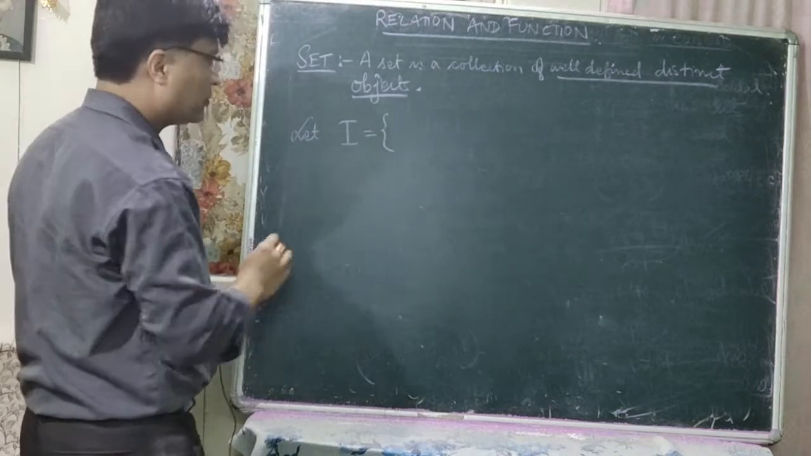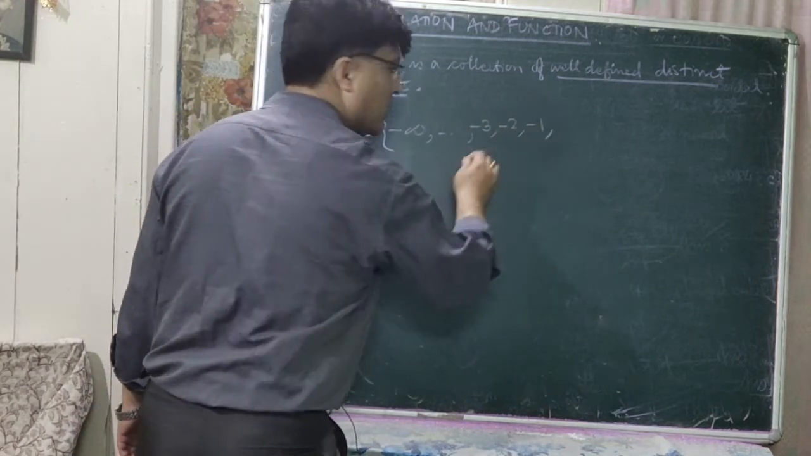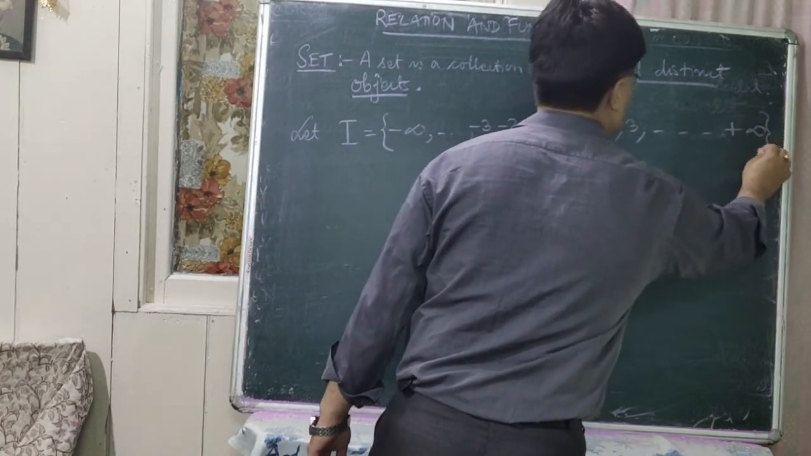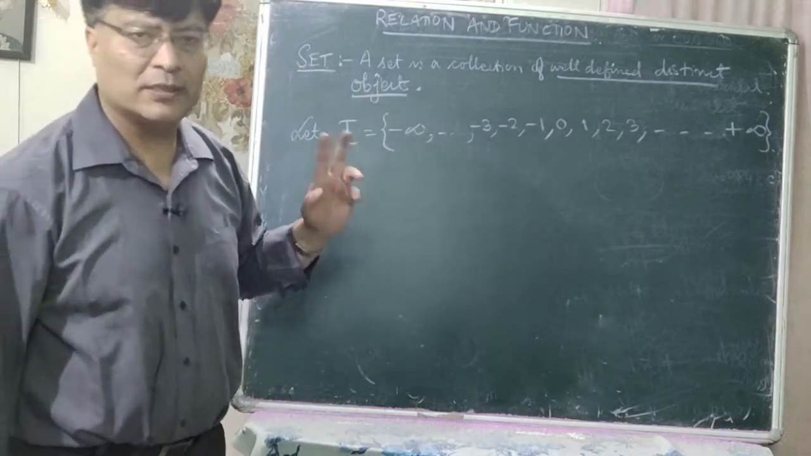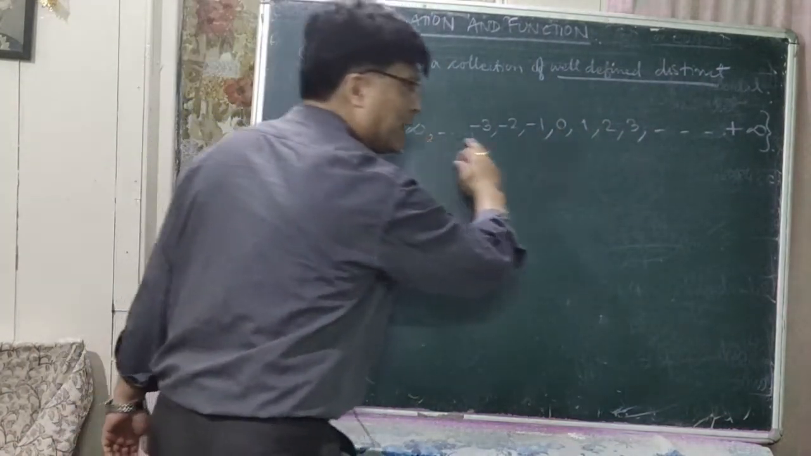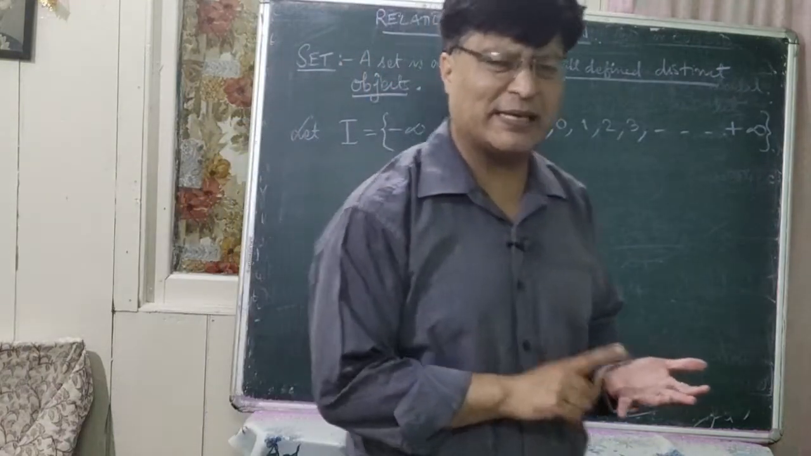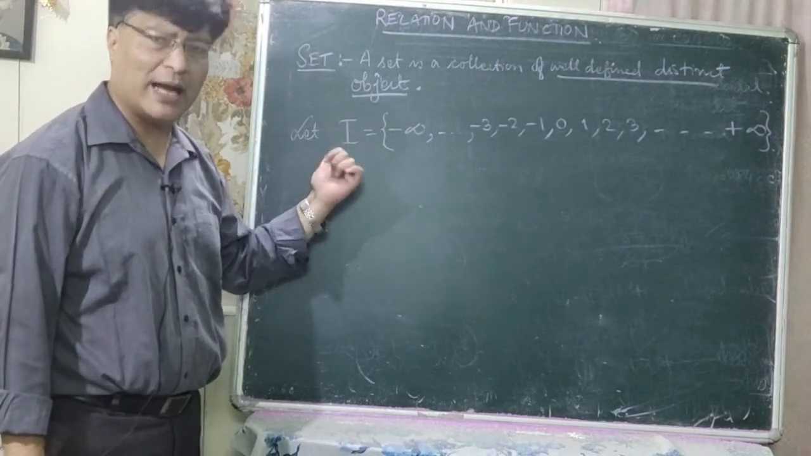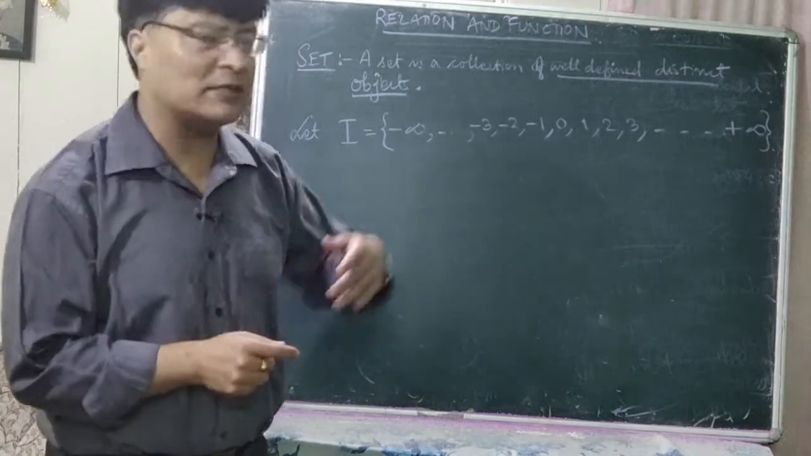Minus infinity, dot dot dot, minus 3, minus 2, minus 1, 0, 1, 2, 3, etc., it goes up to plus infinity. Okay, so now the set is usually denoted by capital letters, and within second bracket you will write down the members or elements of the set I. The set may be represented by capital A, capital B, capital C, etc. So here, since this is an integer, we have represented this set by capital I. Integers means it may be negative integers, it may be positive integers, including zero.